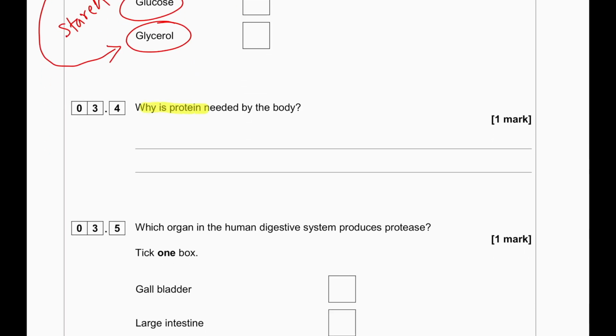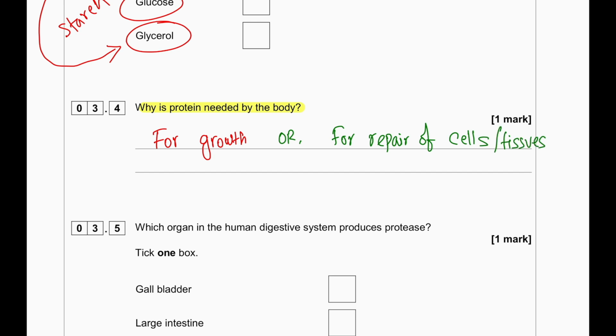Why is protein needed by the body? Now you see, the body needs to make its own proteins, which are mainly needed for growth. That's why proteins are needed by the body from external sources. So we write the answer like this: body requires protein for growth, for repair or replacement of cells, tissues and organs. So you write any one of those points.